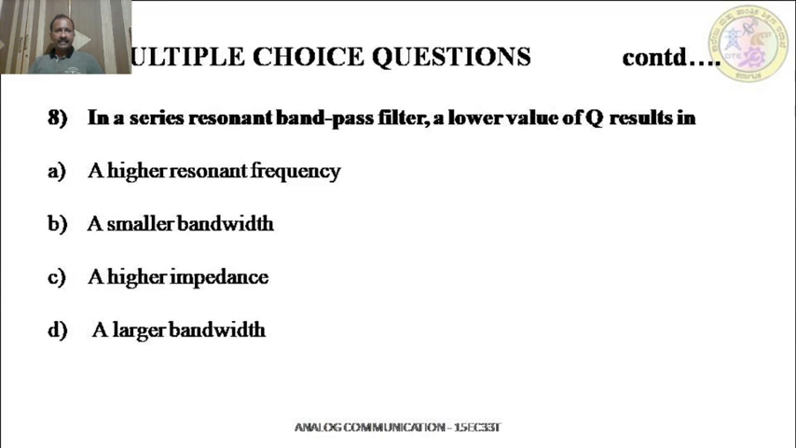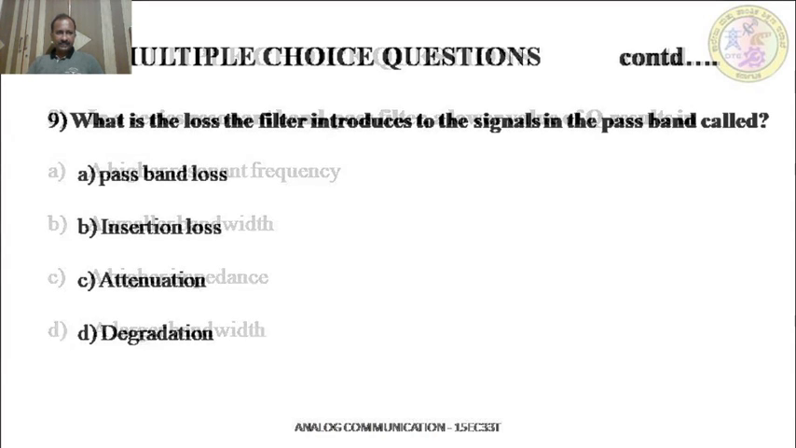Okay, eighth one. In a series resonant band pass filter, a lower value of Q results in a higher resonant frequency, a smaller bandwidth, a higher impedance, a larger bandwidth. In a series resonant band pass filter, a lower value of Q results. Our quality factor is low, means you are going to get larger bandwidth. The answer for this question is D, a larger bandwidth.